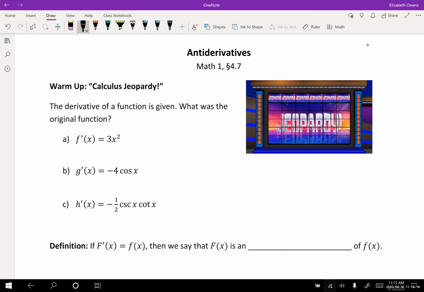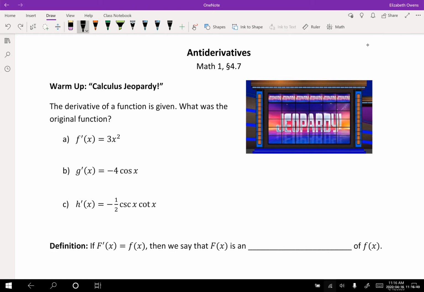So, like the game show Jeopardy, the answers show up on the screen, and then the contestants have to say what the original question was that had that answer. So here it's like these derivatives are the answers, and we have to say, okay, what was this the derivative of? So we're going back to the original type of thing. So let's try it. All right, first one here.